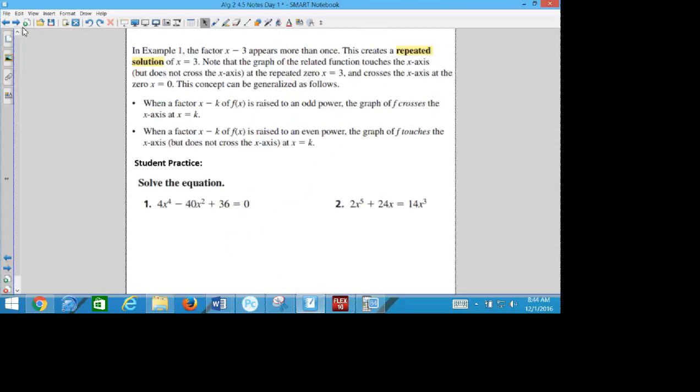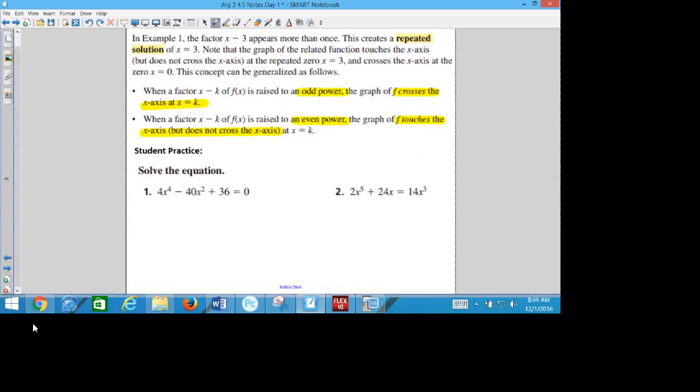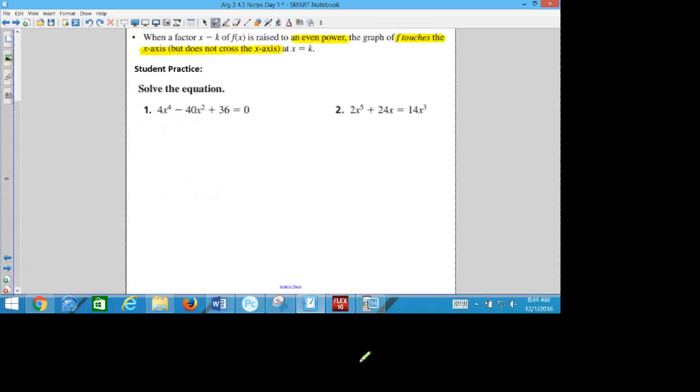All right, this next paragraph just talks about the repeated solutions, saying that when a factor is raised to an odd power, the graph crosses the x-axis. When the factor is raised to an even power, the graph touches, but does not cross the x-axis. The things that we've already figured out. That's what that is just summarizing. And then we have some student practice, but I'm going to kind of participate in these student practices because there's a tiny little tricky part to it.